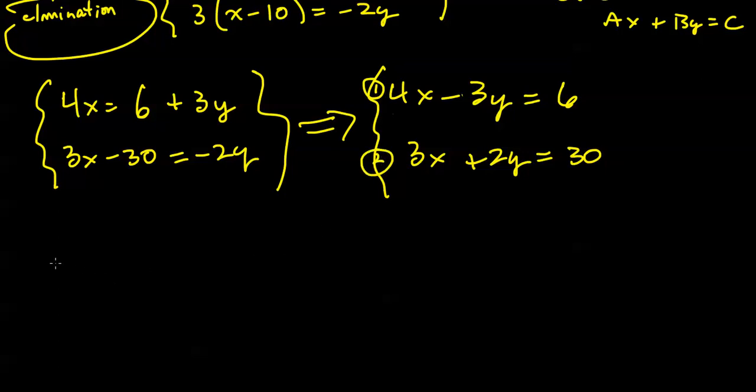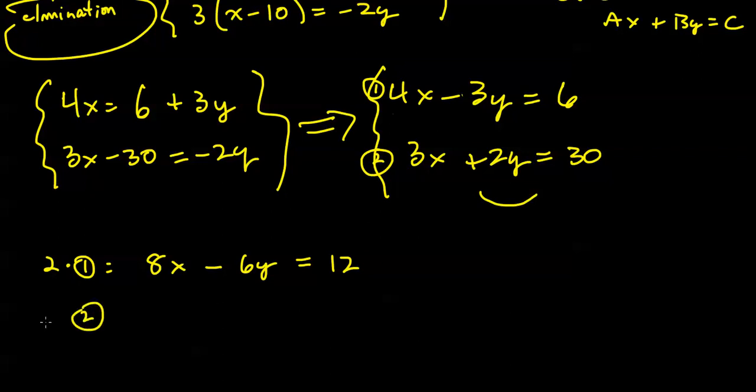I'm going to take the first equation and multiply it through by a positive 2. Watch what happens. 8x minus 6y equals 12. Again, here my goal is to eliminate the y variables, so then I'm going to take my second equation and multiply it by a positive 3. And I'll get a 9x plus 6y equals 90.